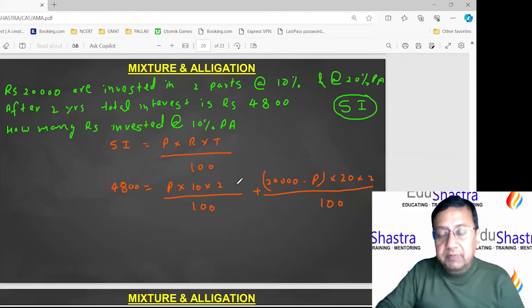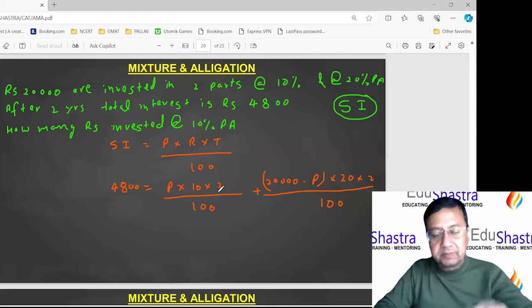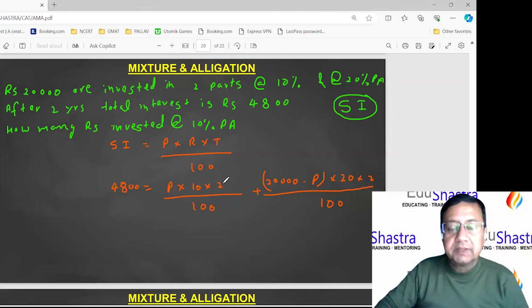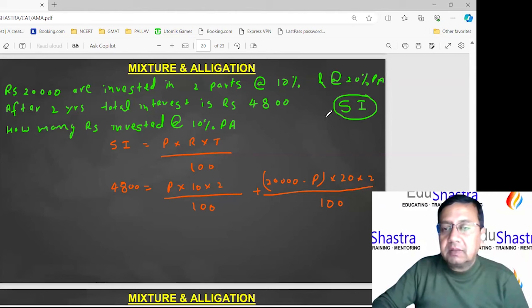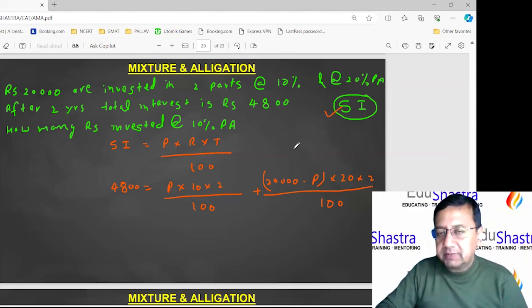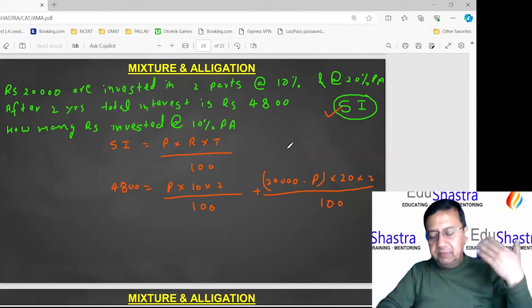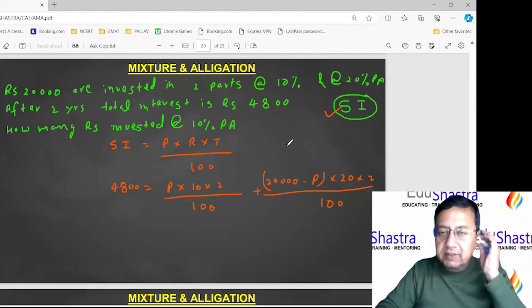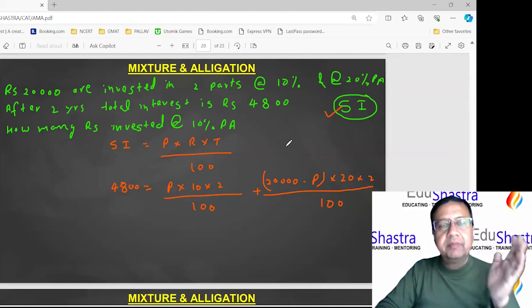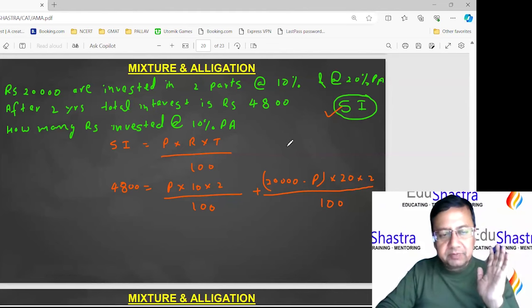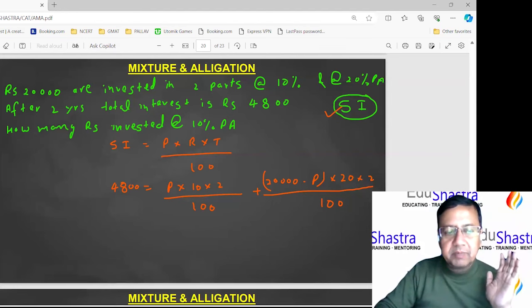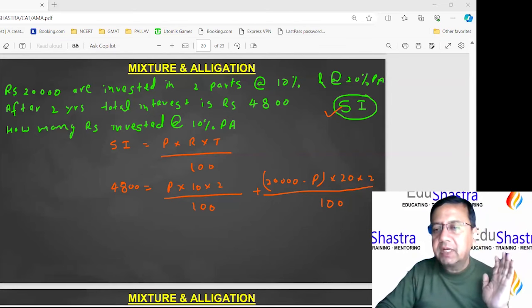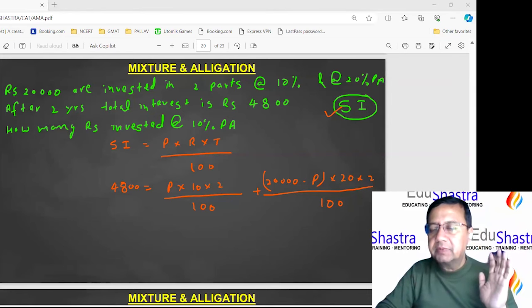But this is a very time consuming and lengthy process, right? And there are chances of making errors. Now what to do? See this. First understand here. This is a case of simple interest, right? So if you invest your money in simple interest, every year you are getting the same interest value, right?